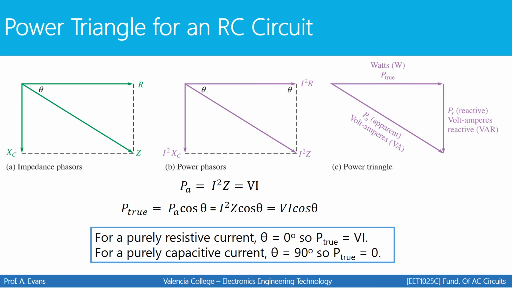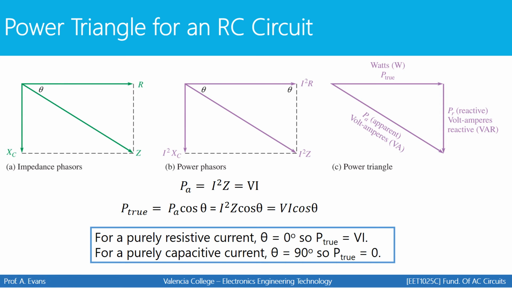If I were to take the impedance for a resistor and a capacitor, I can draw an impedance triangle where the resistor and the capacitor form two legs of the right triangle, and the total impedance is the hypotenuse between the two. If I were to take that impedance triangle and replace that with power phasors, here's what it would look like. Power for a capacitor, I squared times XC. Power for the resistor, I squared times R. And then the total power for that total impedance would be I squared times Z. This is what we call apparent power, that hypotenuse for this triangle.